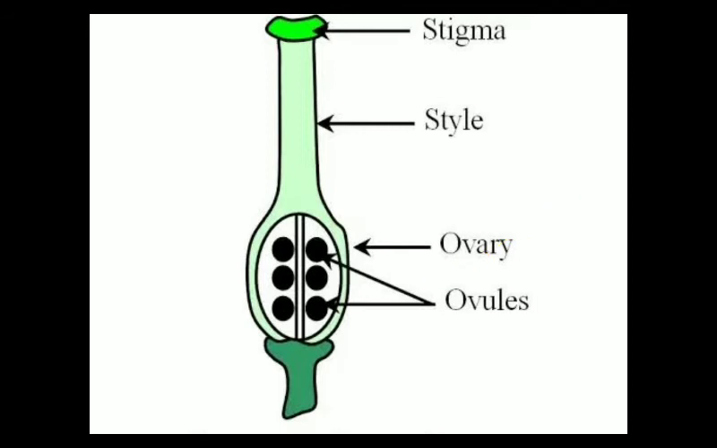So what are the different parts of a carpel? A carpel consists of three different parts: stigma, style, and ovary. The stigma is the flattened structure over which pollen grains land, and the style is a tubular structure which connects the ovary to the stigma. The ovary is a swollen, base-like structure, and inside the ovary, ovules remain present. So a carpel consists of three parts, namely stigma, style, and ovary.